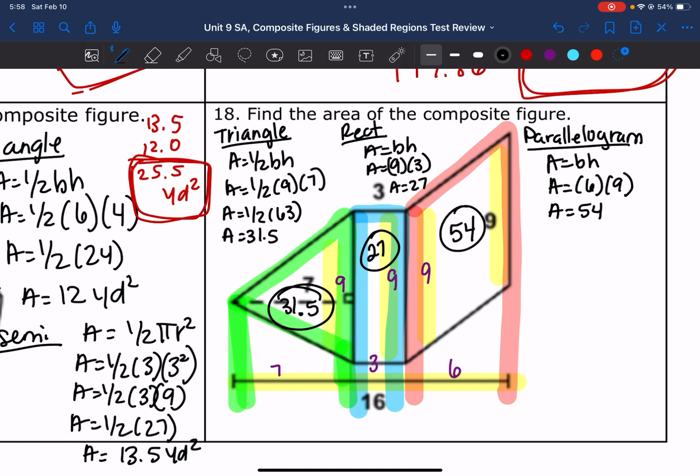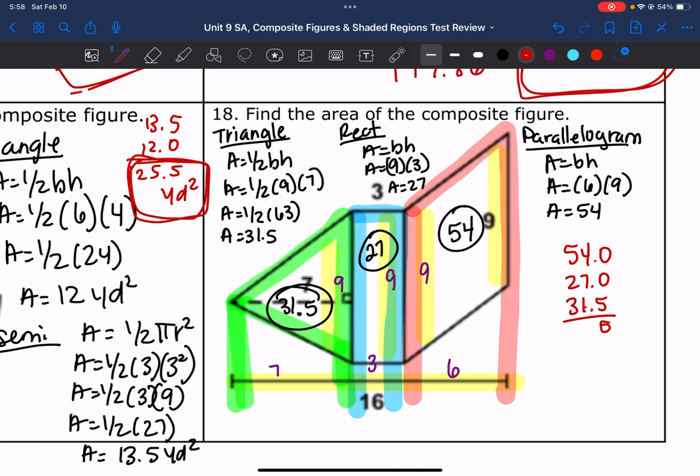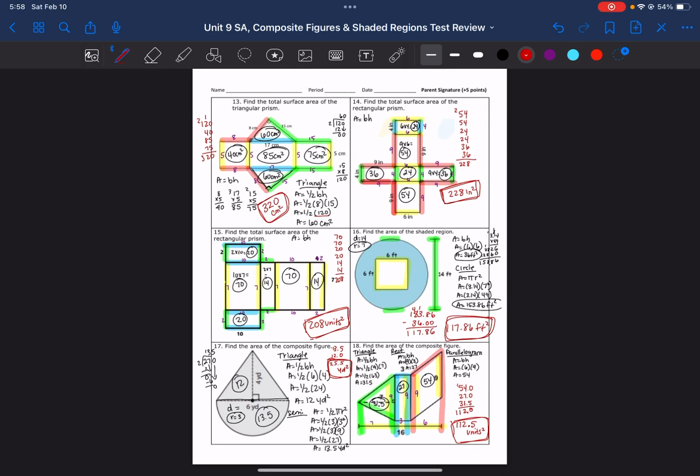Now what I do with all of these is I add them. So that's going to be 54.0 plus 27.0 plus 31.5. So we get 112.5 units squared. That is our final answer. All right. Go ahead and pause if you need to.